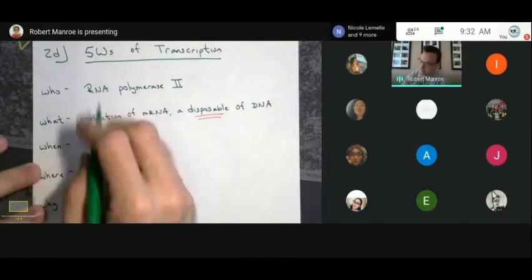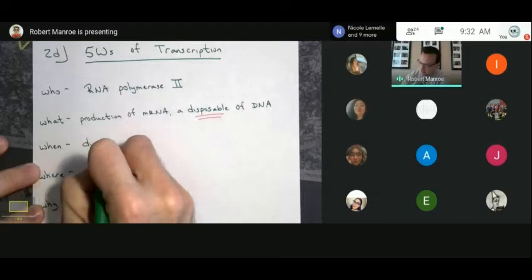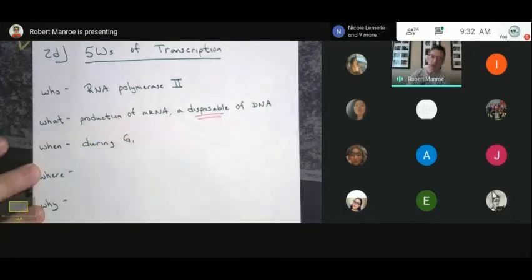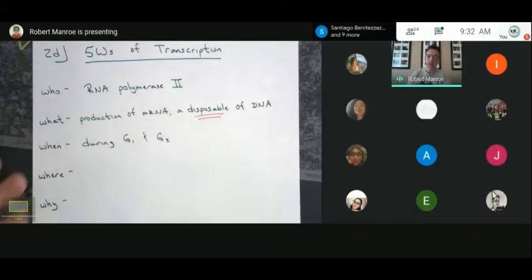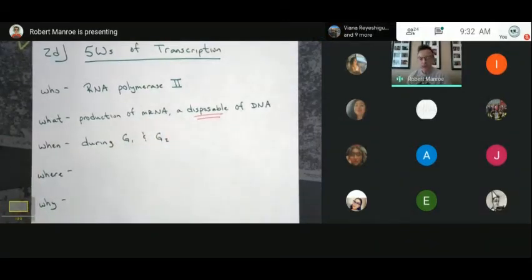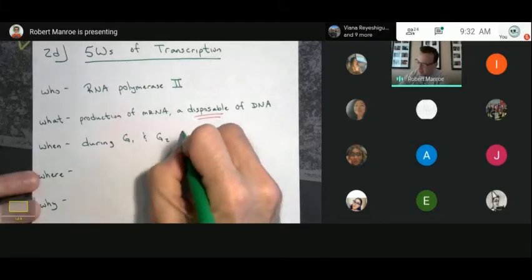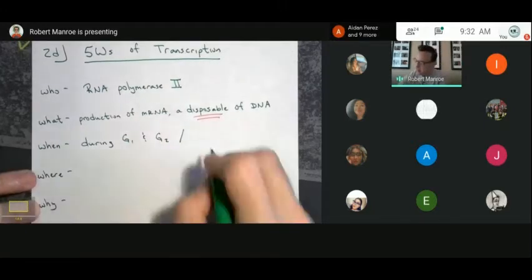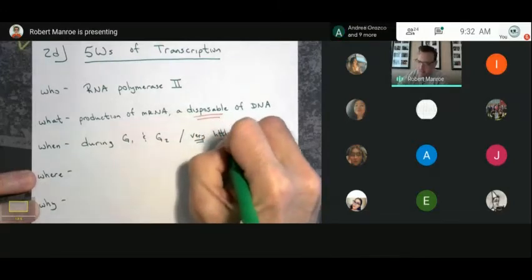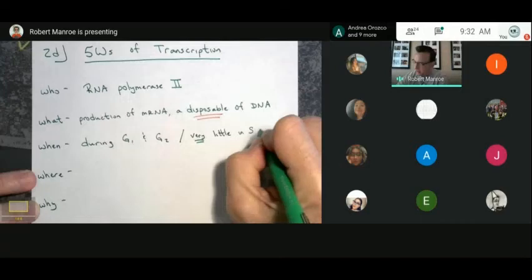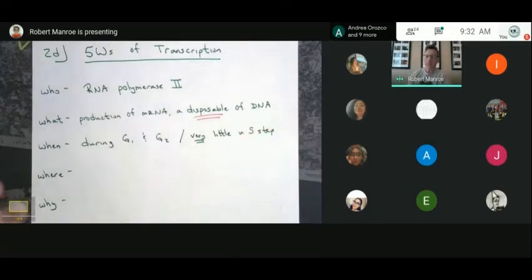Okay, when does this happen? In the cell cycle, this happens during the first growth phase, or G1, and during the second phase, G2. Okay, now a little of this happens during the S step, but very, very, very little in the S step. Why? Why would there be so little transcription during the S step of the cell cycle?